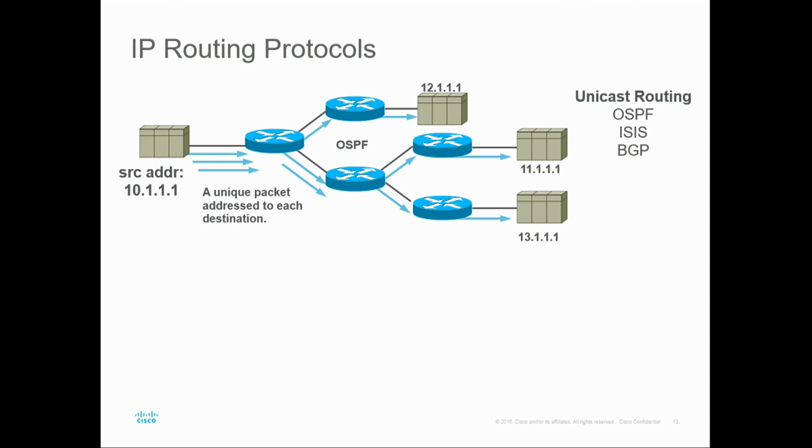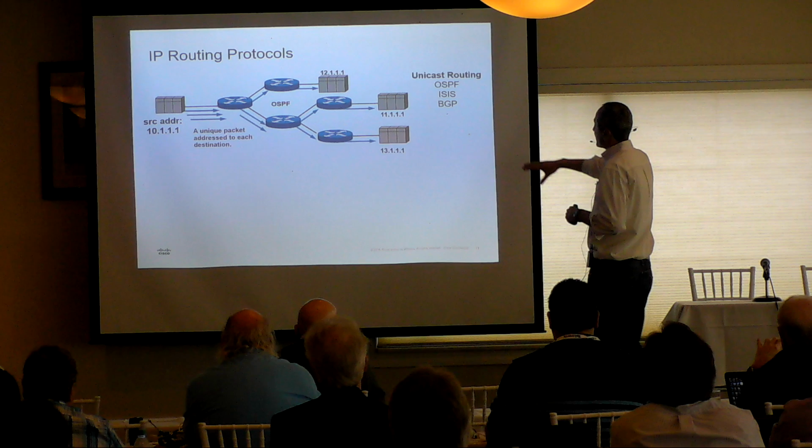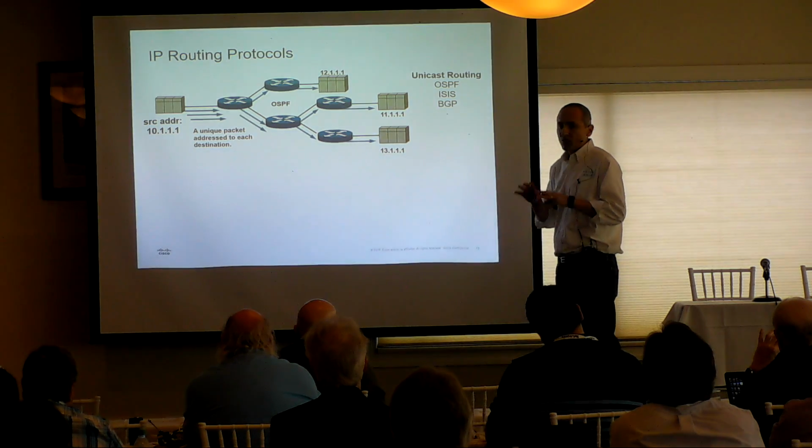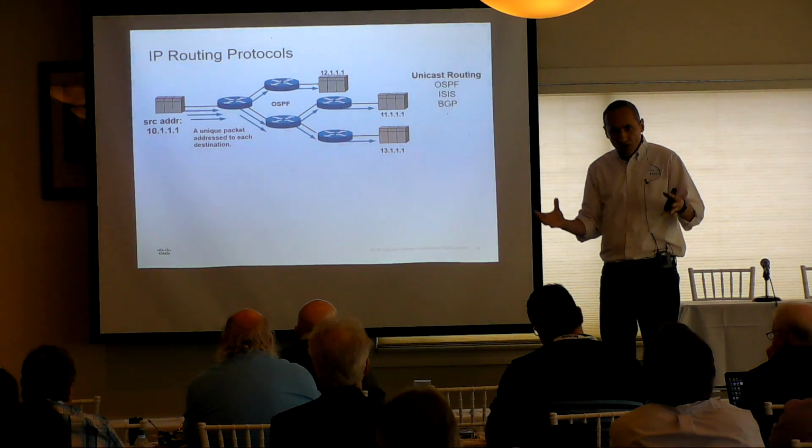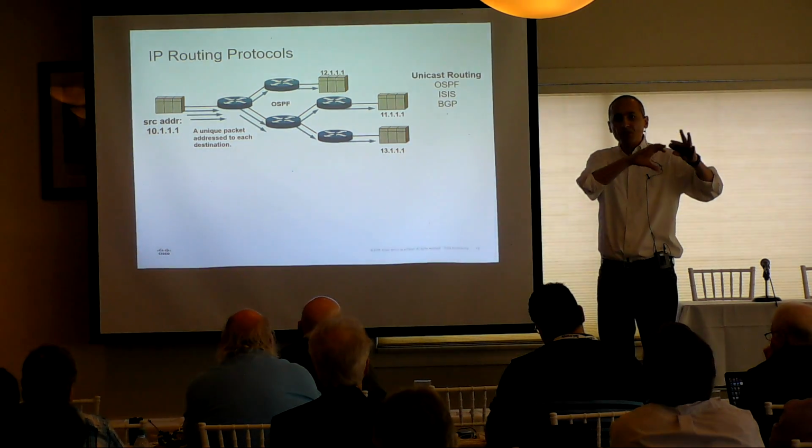A couple of things we'll be covering in this slide at a high level. From an IP perspective, the protocols that you care about are the routing protocols for both unicast and multicast. This is what you will care about moving forward. Unicast protocols are things like OSPF, ISIS, BGP. These are basically just a way for routing to distribute the reachability.